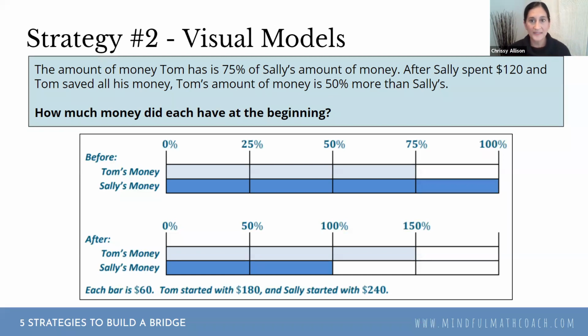And through this, you can see that after Sally spent $120, she now has 2 less bars than she had before, so to speak. And so each one of those is $60, right? You take that 120 and say, oh, that's divided up between those 2 bars. And so now I know that each one is $60. And from there, you can answer the question of how much did each person have at the beginning.